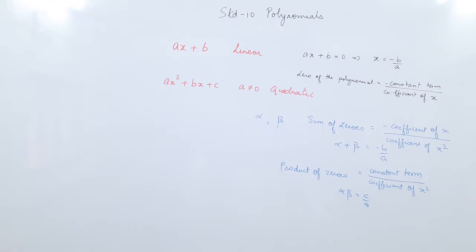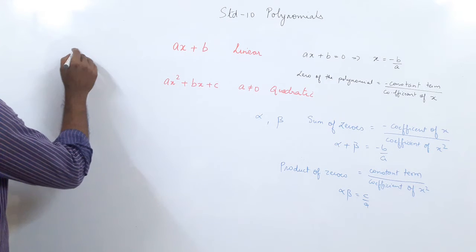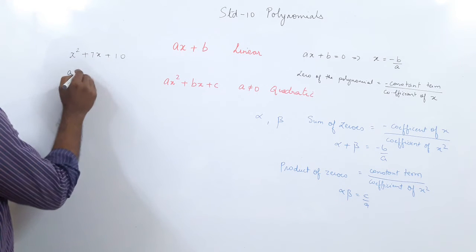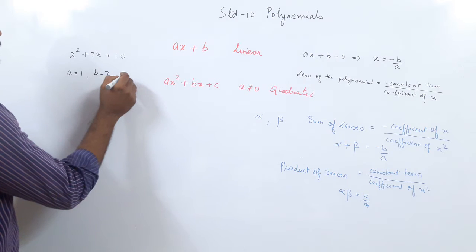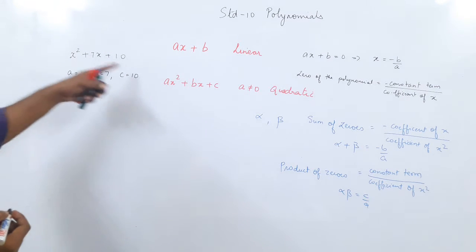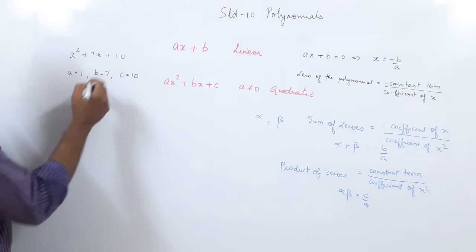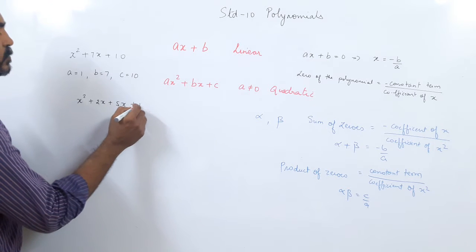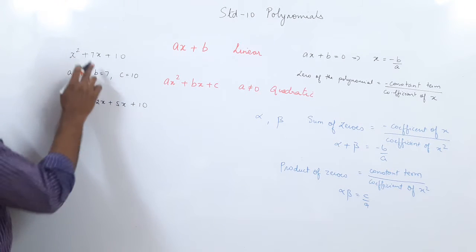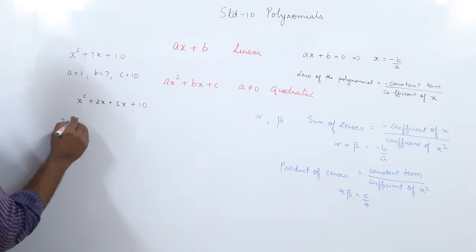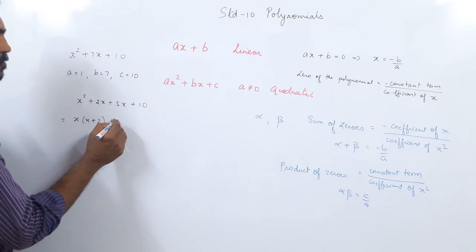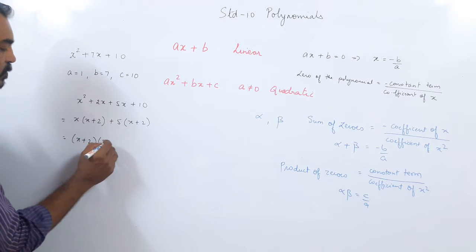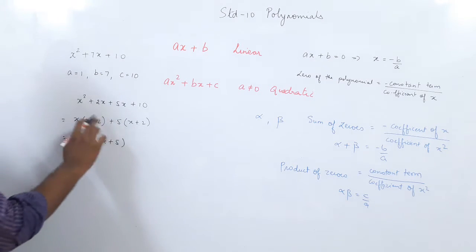So let us take a quadratic polynomial, say x square plus 7x plus 10. So what is your a here? The a is 1, b is 7, and c is 10. Now we have to first factorize this to find the roots. How do you factorize? I hope you know splitting the middle term. So x square plus 2x plus 5x plus 10. 2 plus 5 is 7, 2 fives are 10. x common, x plus 2; 5 common, x plus 2. So we get x plus 2 and x plus 5 as the factors of this polynomial.